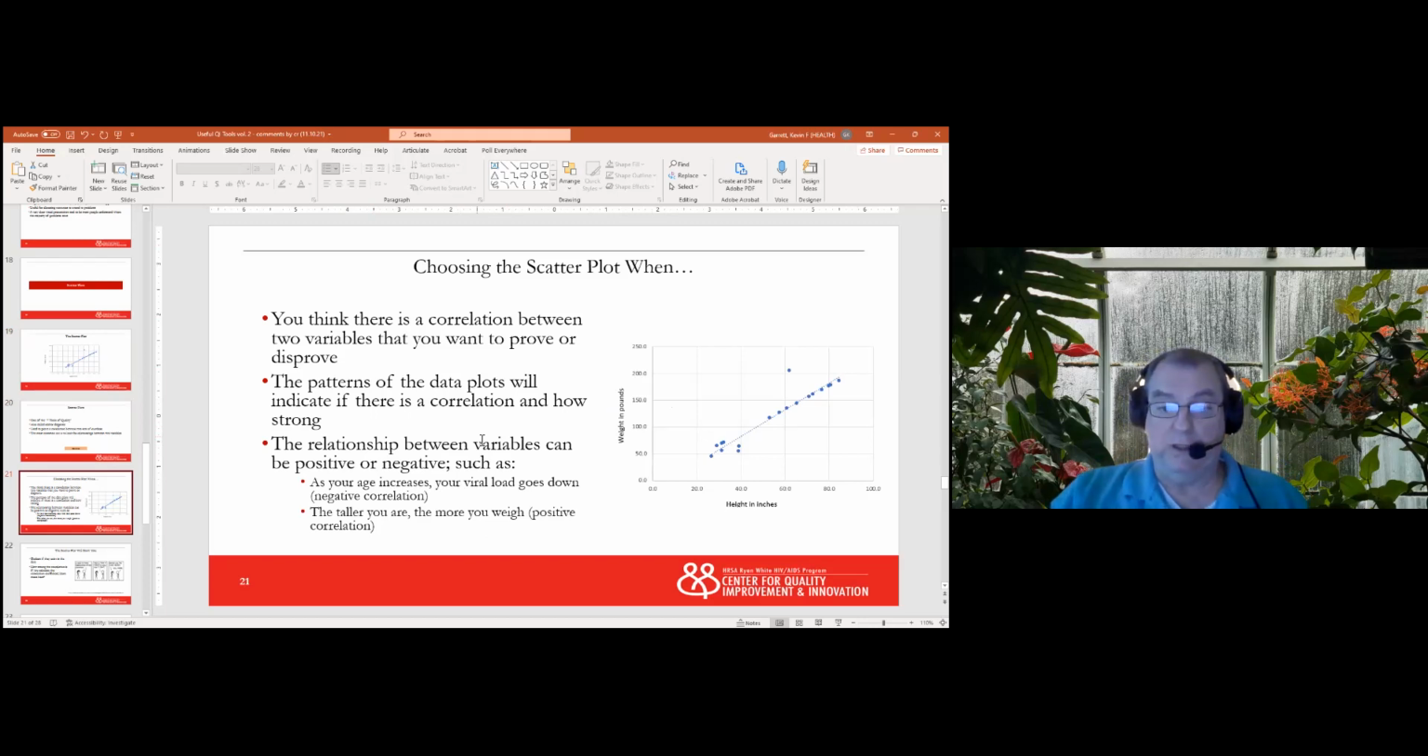Now, a negative correlation could be if as your age increases, your viral load goes down. That's a negative correlation. Now, there are many factors that go into that, but that line then would be exactly the opposite. The points up in the upper right-hand corner would now be pointing downward, and these points would be pointing upward. So does anybody have a question about that?